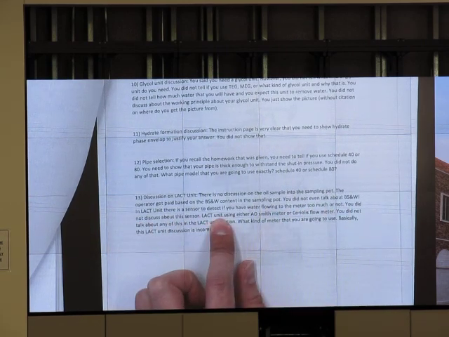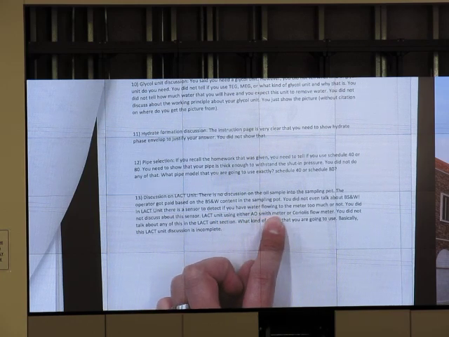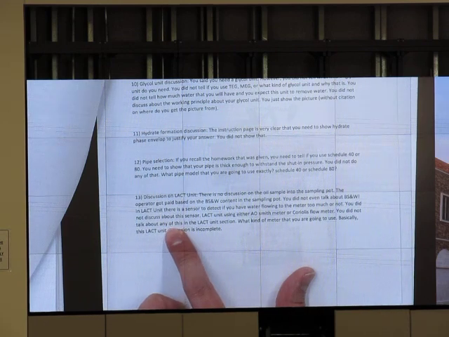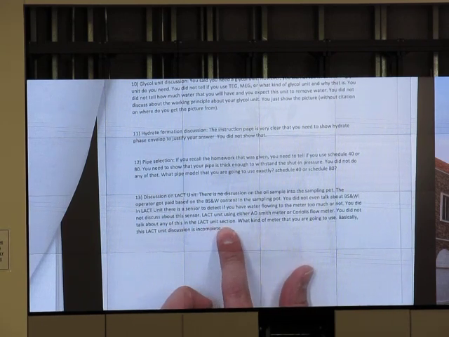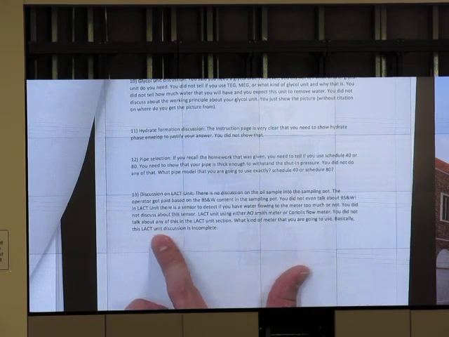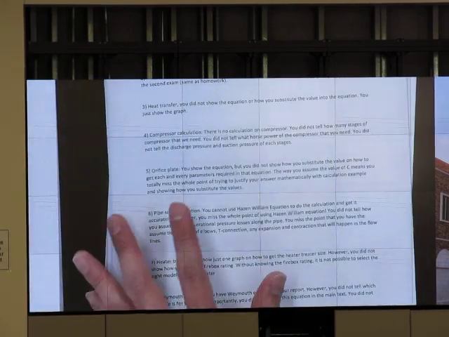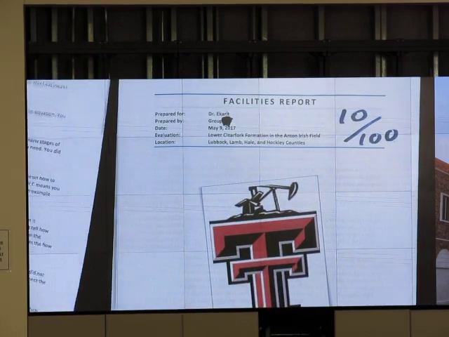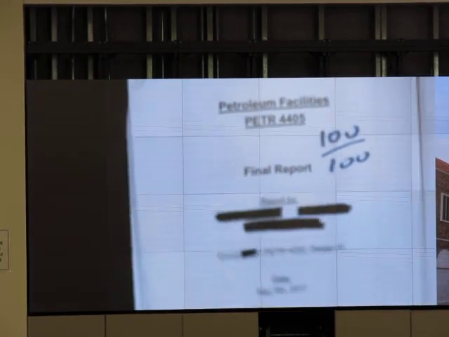Lag unit using either an A.O. Smith meter or a correlated flow meter. You did not talk about any of this in the lag unit section. What kind of meter are you going to use? Basically, this lag unit discussion is incomplete. That is a version that got 10. Let's take a look at how you get 100, okay?